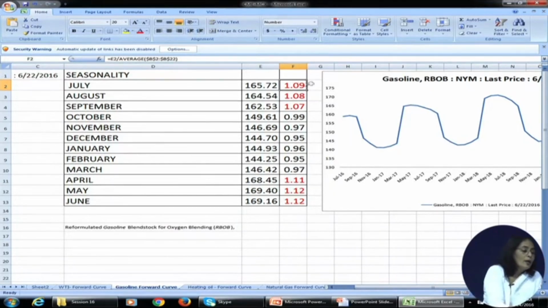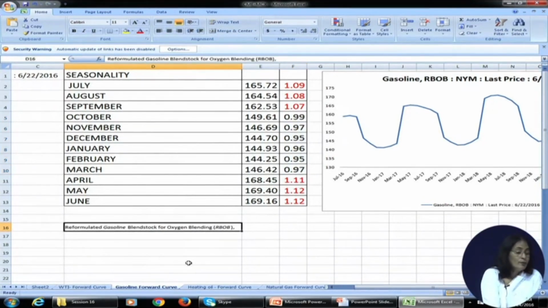So you have July, August, September with a seasonal index of 1.987. You also have April, May, June with a seasonal index of 1.11, and the other months have a seasonal index hovering around 0.95 to 0.99. So going by that, 6 months have higher prices and the rest of the 6 months have low prices. Why this happens, we will be discussing.